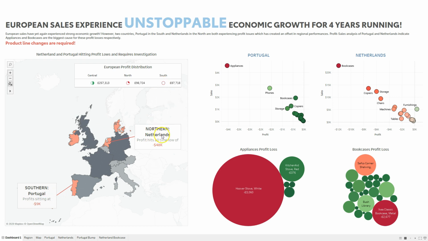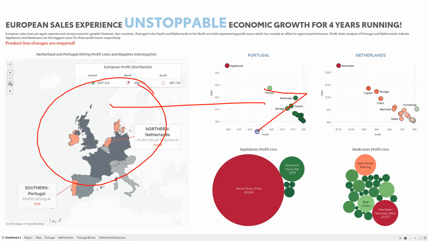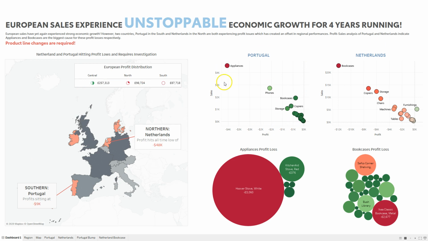In this case, I did some annotations to Portugal in the south and the Netherlands in the north, saying these are the two we're going to be talking about, right? And I obviously like to go from left to right, which now breaks down into the two countries, okay?